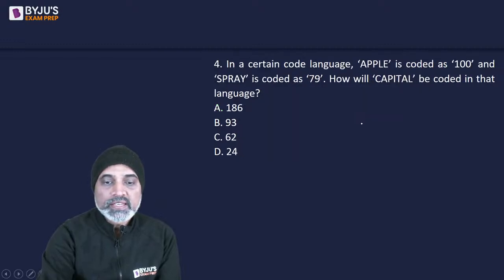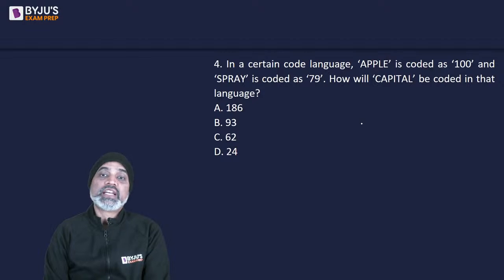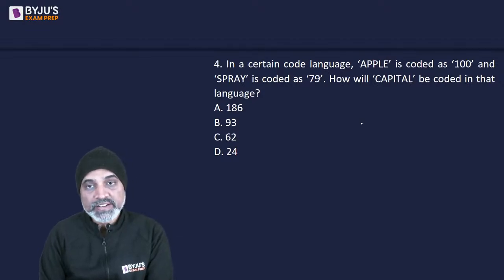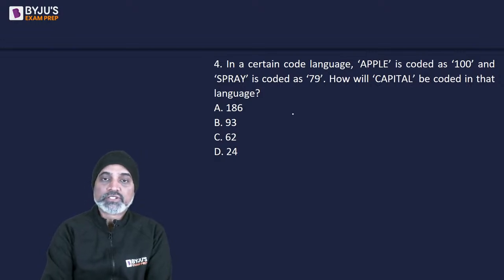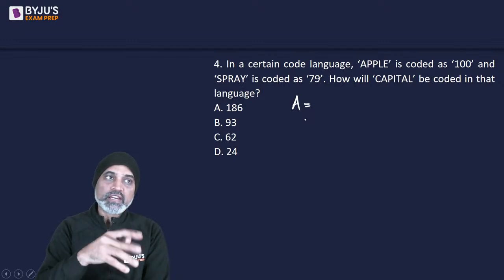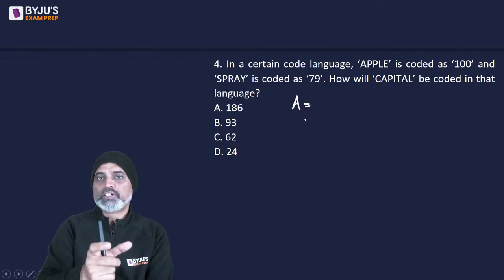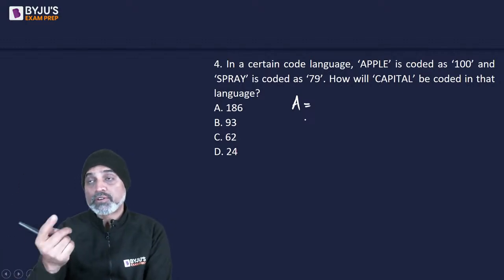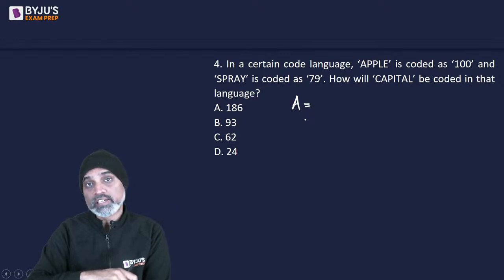Okay. Next one. In a certain code language, apple is coded as 100 and spray is coded as 79. How will capital be coded in that language? Well, the only way we can understand this is that at the beginning we see a word and its numerical value can only be obtained if we consider the positions of the letters in the English alphabet.